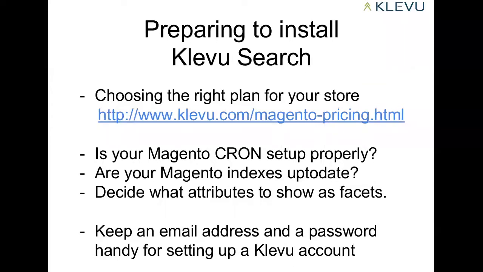Now, how do we collect all the changes that you are making? We rely on the Magento cron. And that is why it is very important that you make sure that your Magento cron is set up properly and it is running. The second thing, we rely on the Magento indexes. This is used for collecting your data faster, and therefore we request you to make sure that all your Magento indexes are up to date.